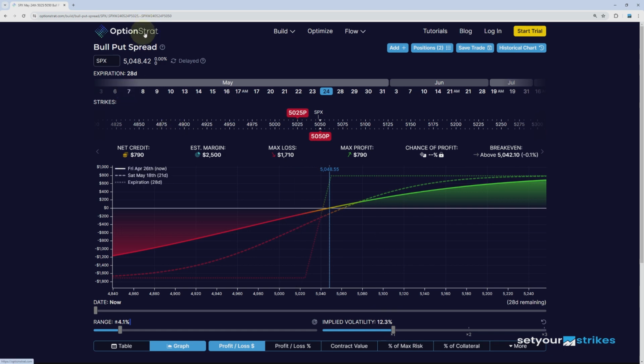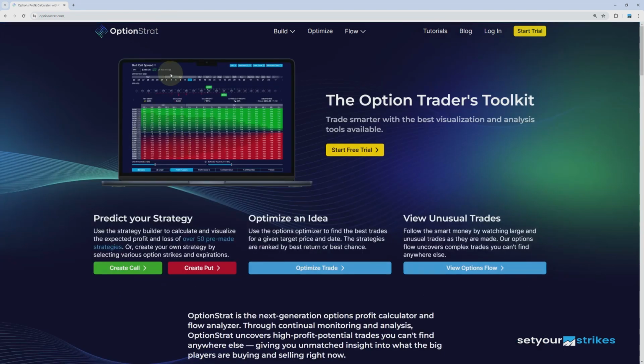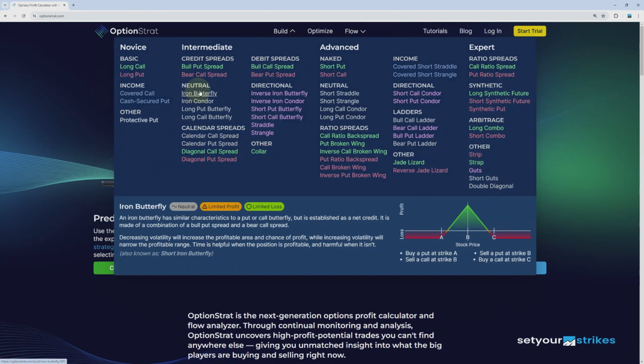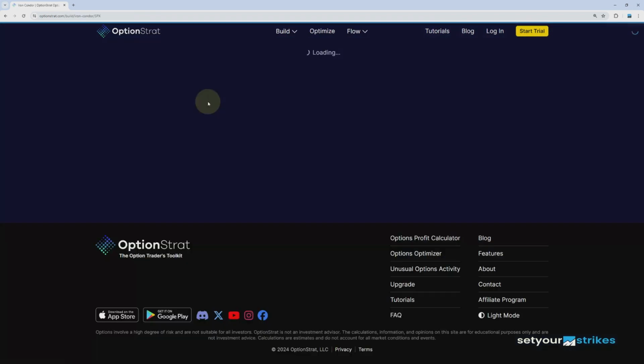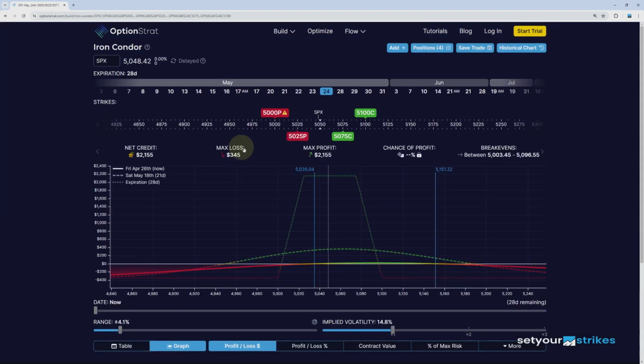Maybe I'll just show a credit spread, an iron condor. Just going to go back to the home page and pick iron condor. I'll do the same thing. Let's see what it presents here. This looks like a fairly narrow iron condor. Again, it seems to be favoring these very high reward, low risk trades. Let's see what this one tells us.